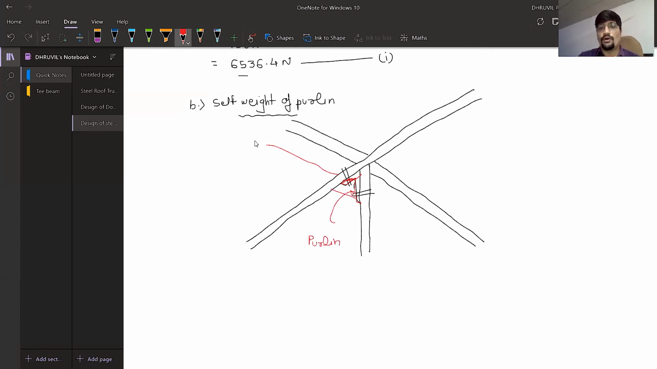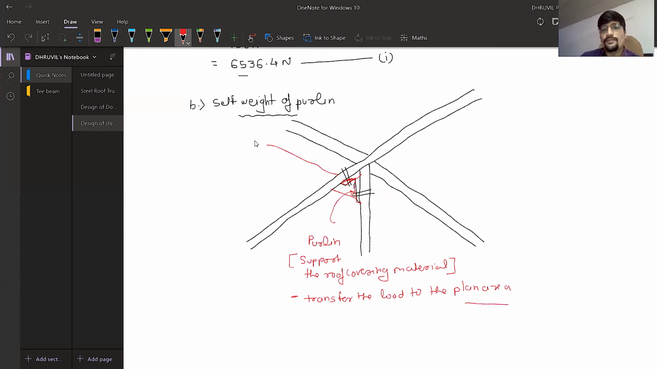So this angle section is the purlin. It is used either as an angle section, channel section, or any of them. The role of the purlin is to support the roof covering material and to transfer the load to the plan area. So here it is clear that the purlin will transfer the load to the plan area.